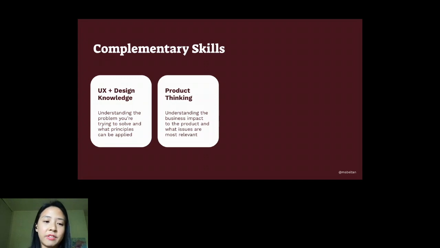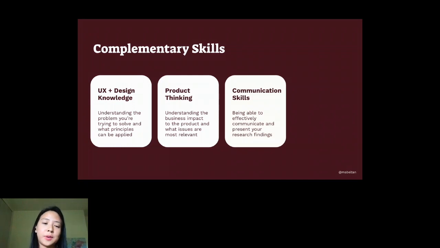Product thinking, like developing the understanding of the business impact to the product and what issues are most relevant. Because in research, you'll get all sorts of signals, and you don't need to tell your product team all the random signals. You need to focus on the main ones that are relevant to the product.